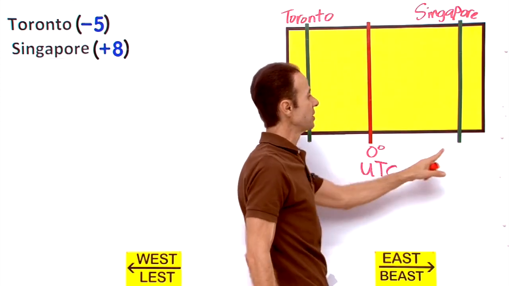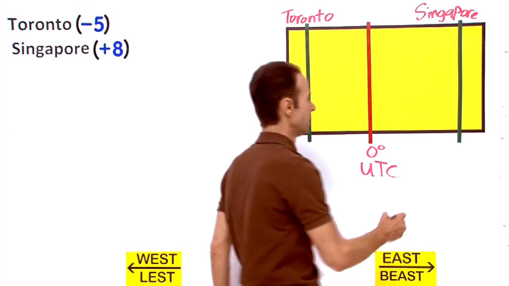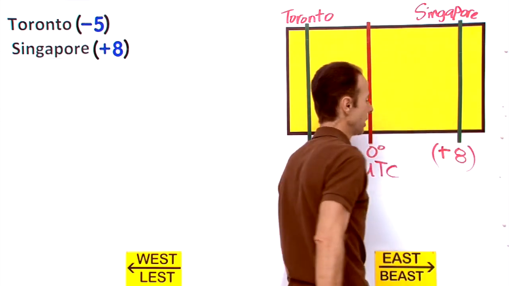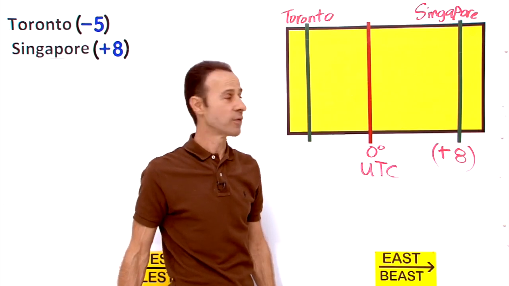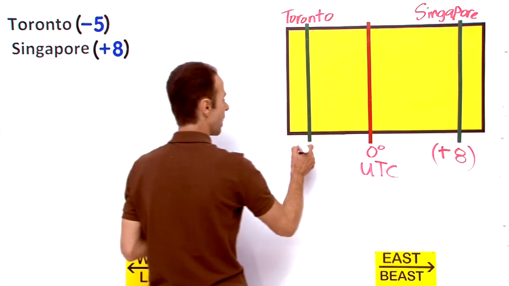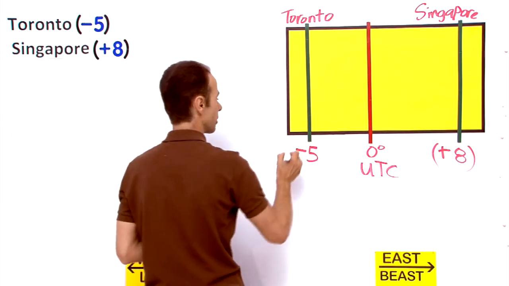All right, over here we have Singapore. What is Singapore? Singapore is +8. It is 8 hours to the east of Coordinated Universal Time, that way. And on this side, we have -5 hours, -5 standard time for Toronto.